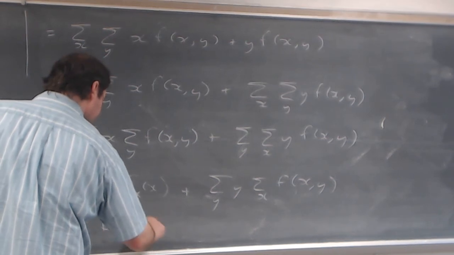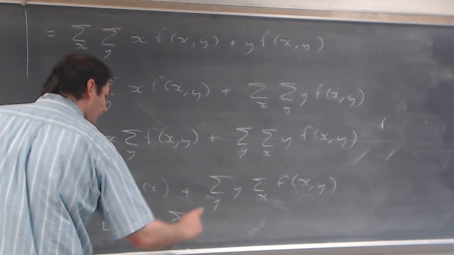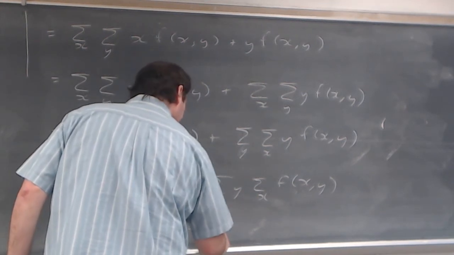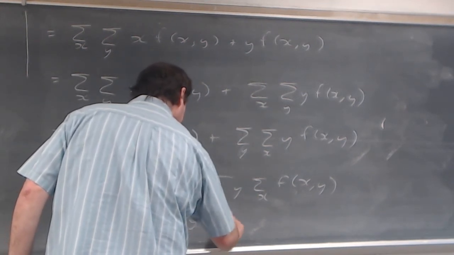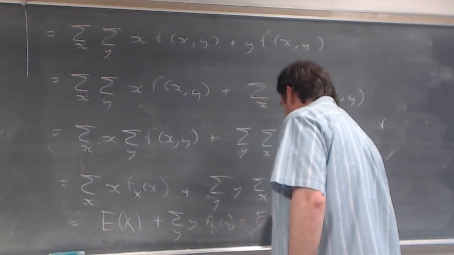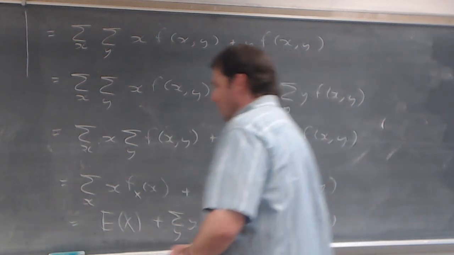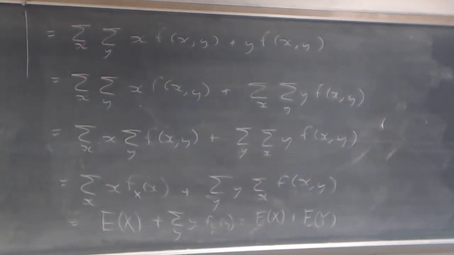And here, this is plus the sum over all y values of y times the PMF of y, which is the expected value of y. So we get the expected value of x plus the expected value of y, and that's what we wanted to get in this case. The continuous case works pretty much the same, but instead of having summations, we're going to have integrals.